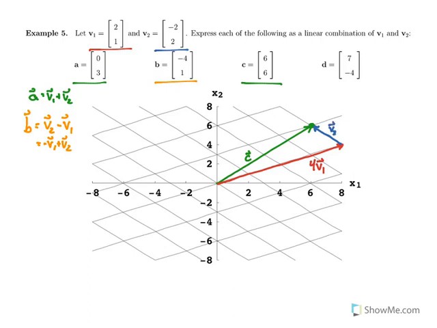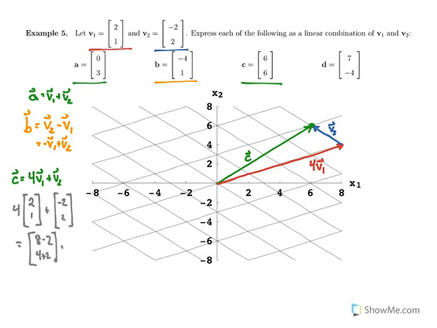And we could say that C is 4v1 plus v2. For this example, let's double check that's actually correct. We do have 4 times 2, 1 plus negative 2, 2 would give us 8 minus 2, 4 plus 2. There's our 6, 6 as we need for C. So that does work out.